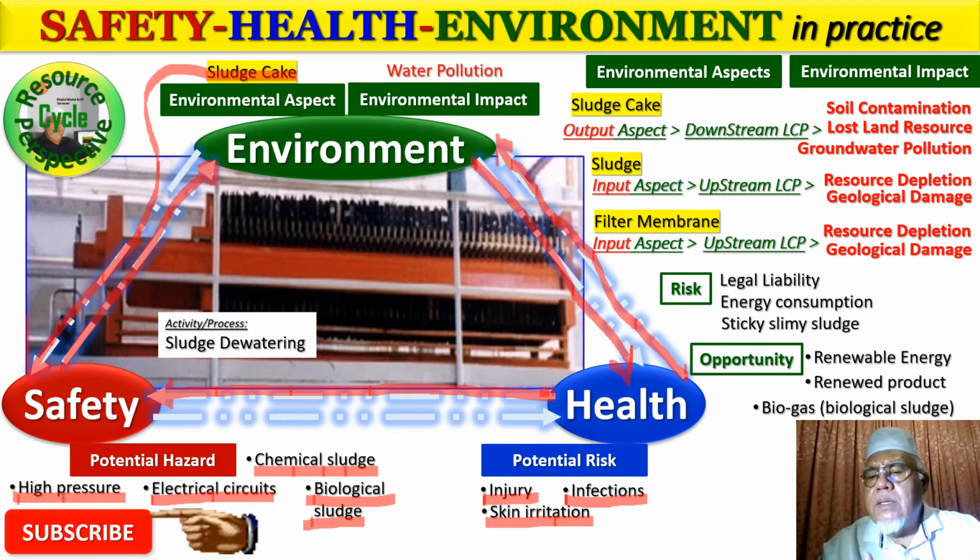So that's a simple link between the three main elements in processes: safety, health, and environment. Please, I'm not the safety and health expert. If there's any deficiency, I apologize for that, but do add on. Please write it down in the comment column below.